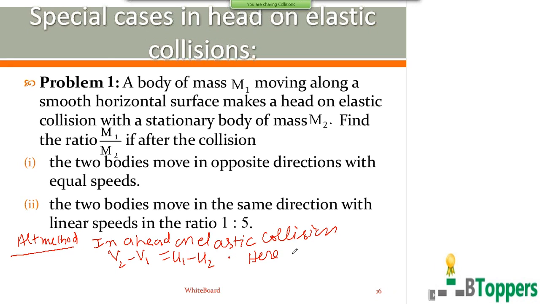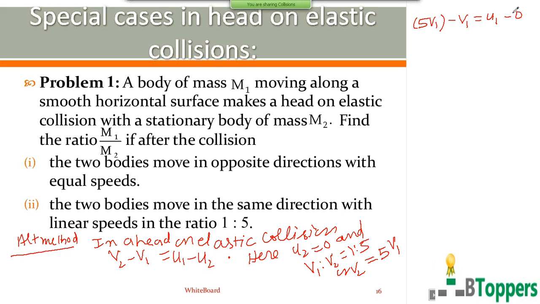So in this problem, the second body is initially at rest, and V1 and V2 are in the ratio 1:5, or V2 is 5 times V1. We can substitute these values in this equation. V2 equal to 5 times V1 on the left side, and U2 equal to 0. So we get 4V1 equal to U1, or V1 is U1 by 4.